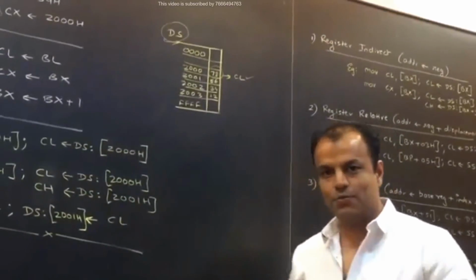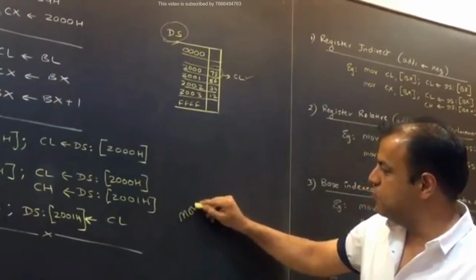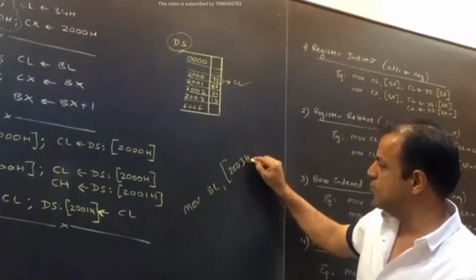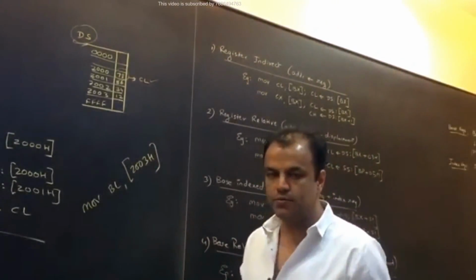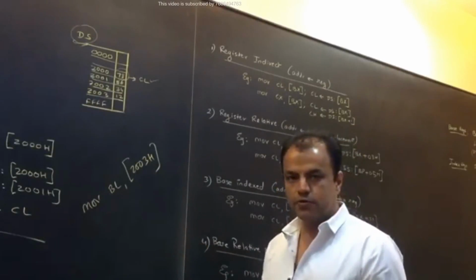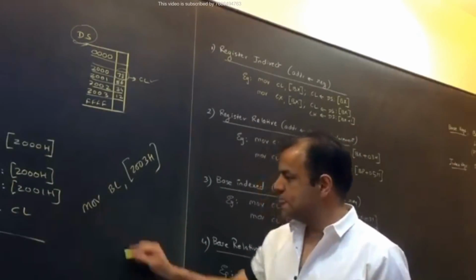Okay. Let's take one more example randomly. If I write move BL comma square bracket 2003. Come on, help me with this. I was not planning to do this, just randomly this thought came in my mind. Move BL comma square bracket 2003. Who is getting what? Come on.